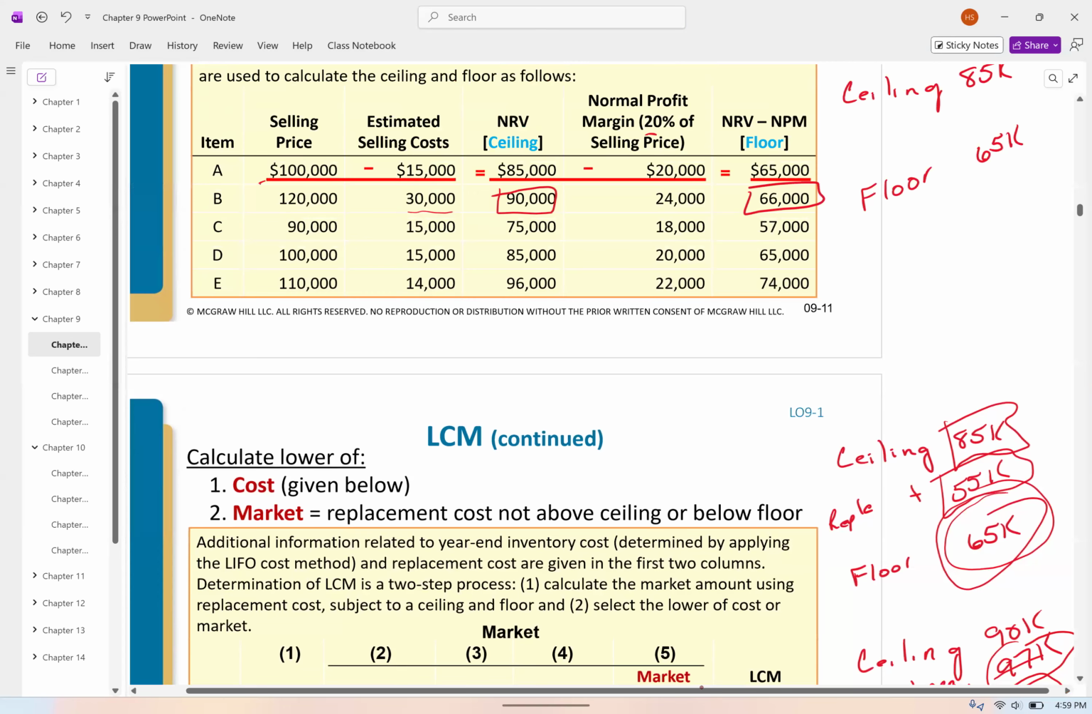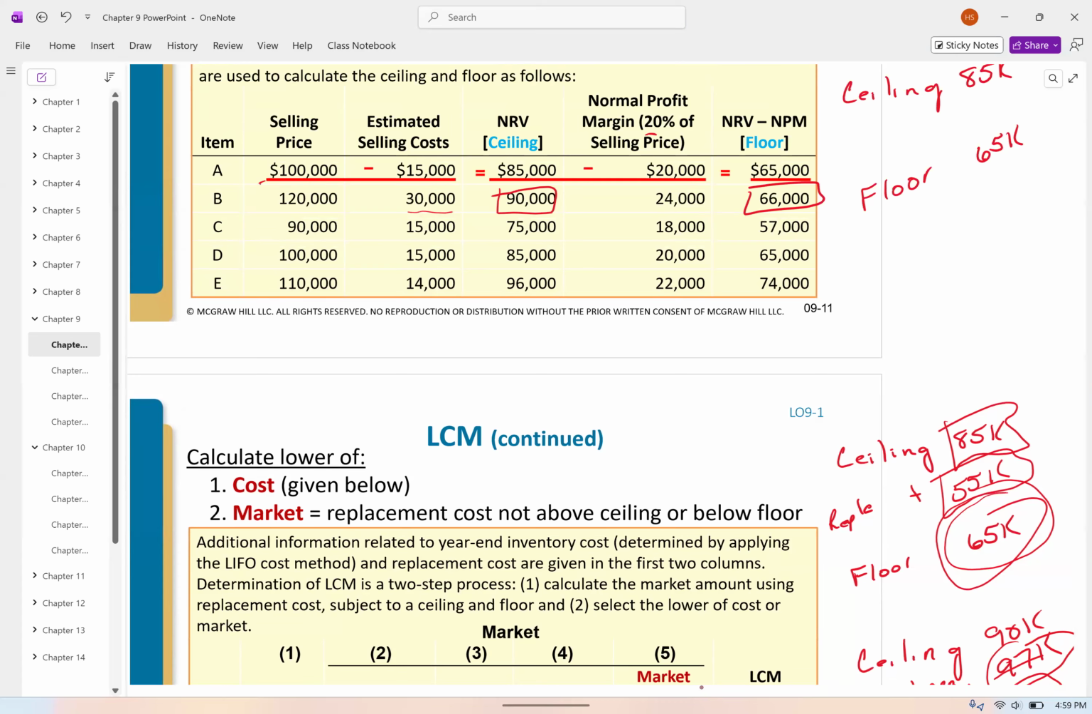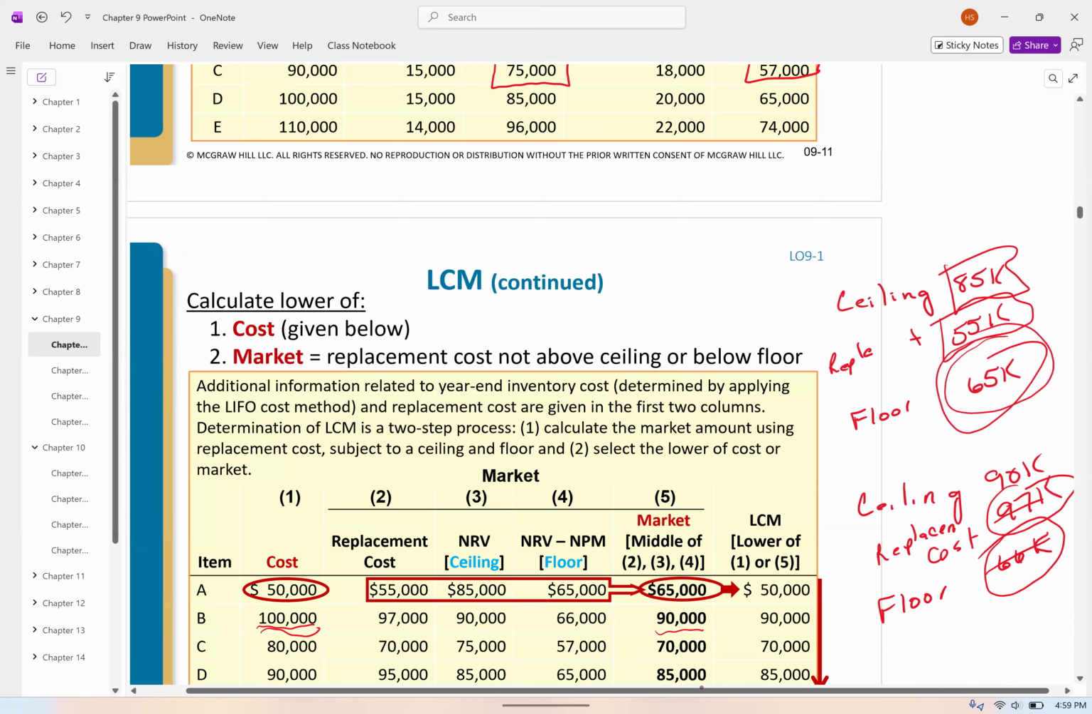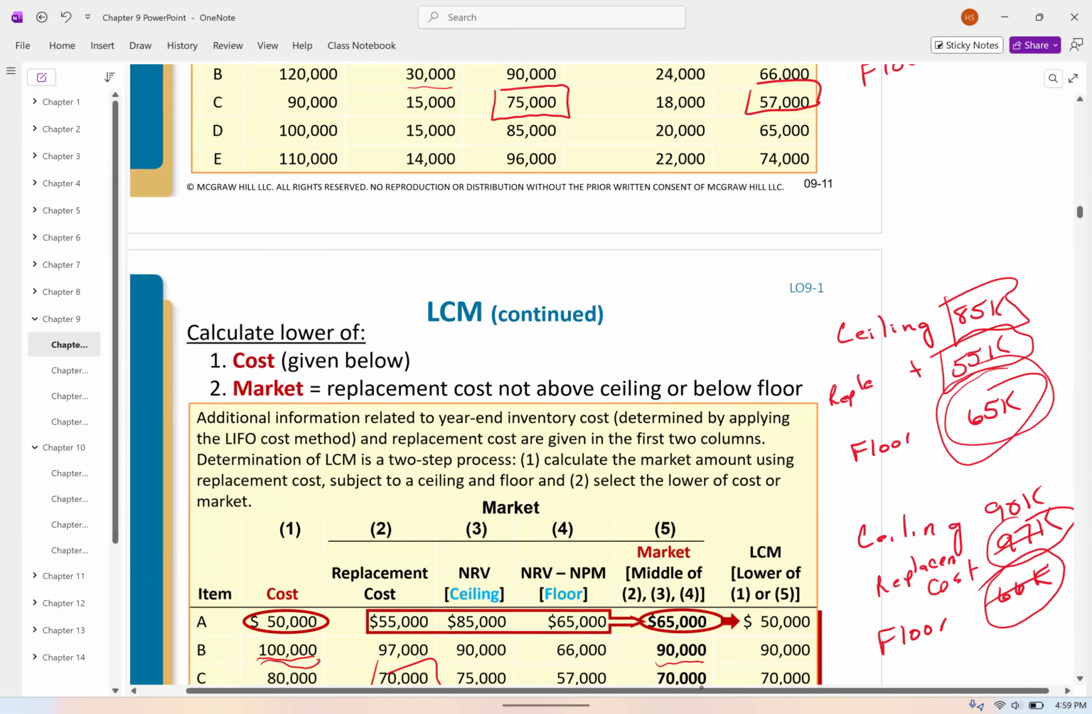And you can stop the video and work all of them if you want to. Remember, you can find the PowerPoints. I just have these imported over into OneNote so I can stay on the same screen. You have access to the PowerPoint so you can pull them down. So let's do the next one. Unit C. We have a selling price of 90,000 minus any estimated selling cost. Here's our ceiling. Minus the normal profit margin, here is our floor, and our replacement cost for unit C is 70,000.